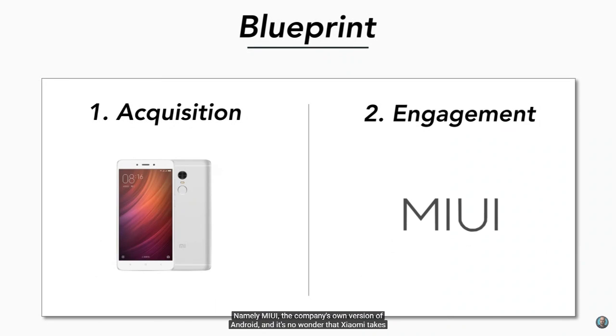Namely MIUI, the company's own version of Android. And it's no wonder that Xiaomi takes its software so seriously. People must love this UI, become loyal to it, and spend as much time with it as possible for Xiaomi to be able to sell them their services or serve them ads. And this business model has good and bad sides for consumers.